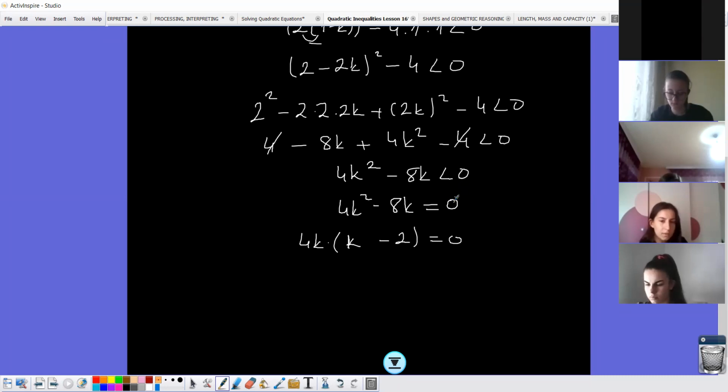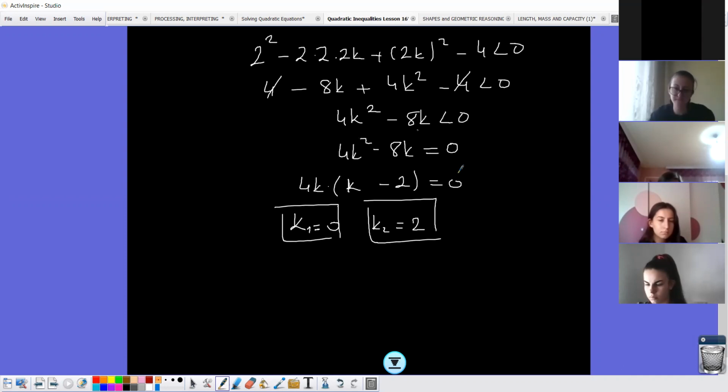k1 is equal to 0. k2? k2 is equal to 2. Yes. So for the k, when it is 0 and 2, we found.